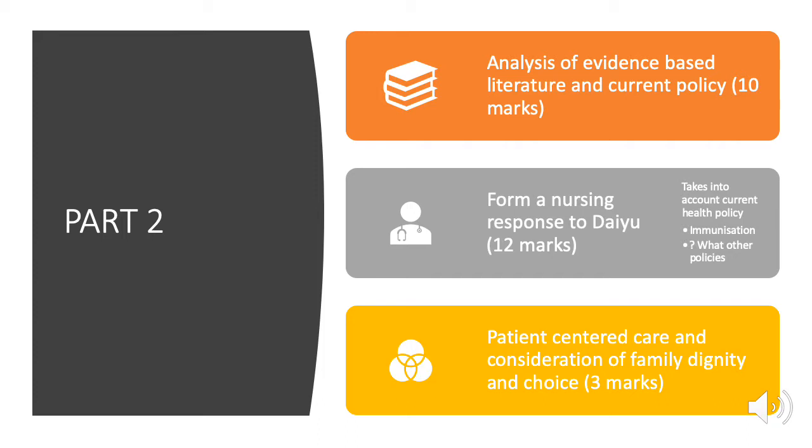Now, obviously, one of the policies that you're going to be exploring is health policy, but what other policies do you think you might need to explore? We're not going to spoon feed you on this. This is something that you need to do a search of the literature on, and come up with what other policies might have an impact on your response to Dayu in terms of her sending her daughter Lucy to kindergarten fully vaccinated.